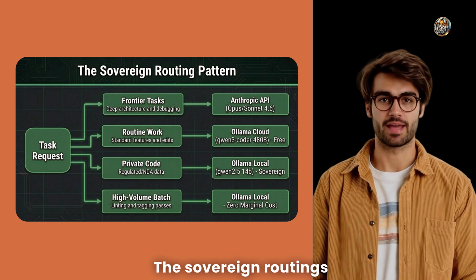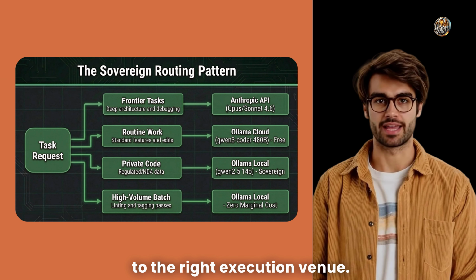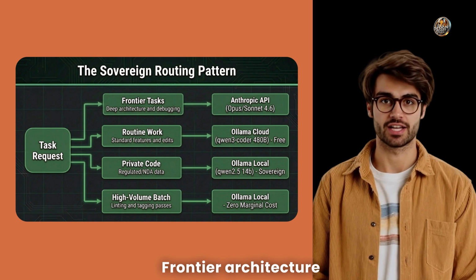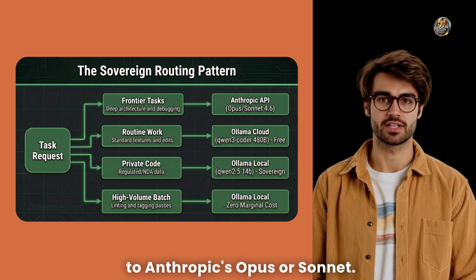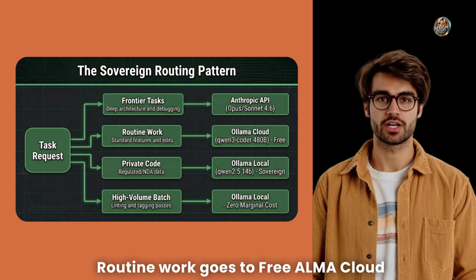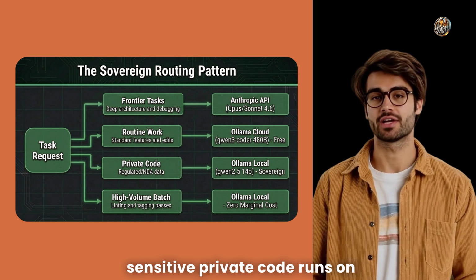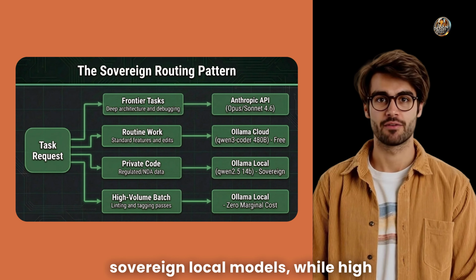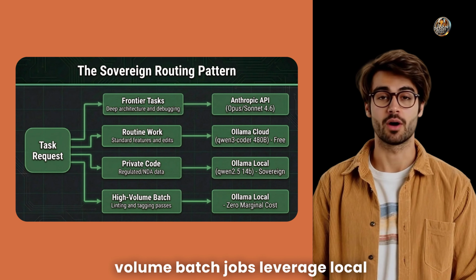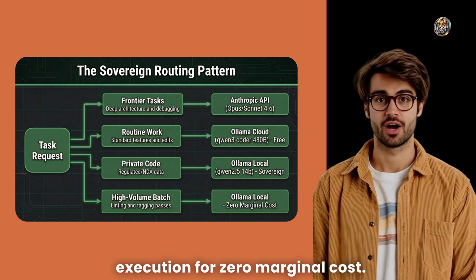The sovereign routing pattern assigns tasks to the right execution venue. Frontier architecture and debugging routes to Anthropic's Opus or Sonnet. Routine work goes to free Ollama Cloud. Sensitive private code runs on sovereign local models, while high-volume batch jobs leverage local execution for zero marginal cost.